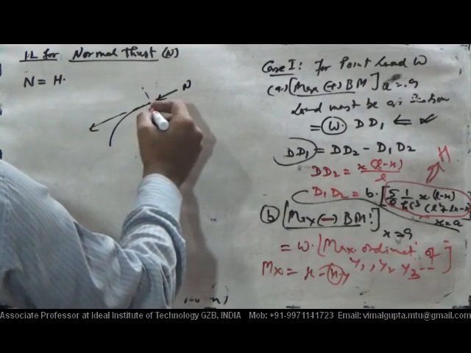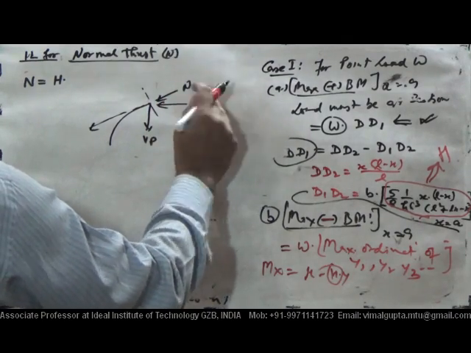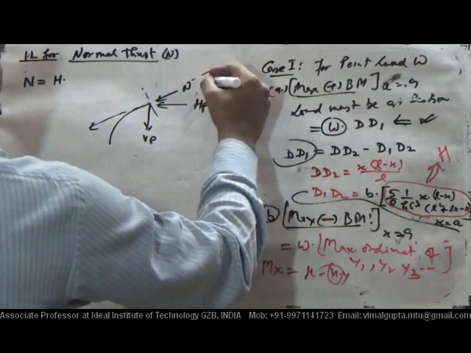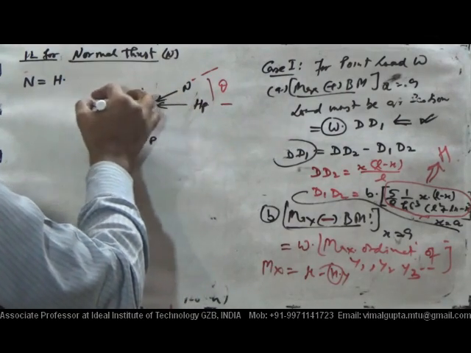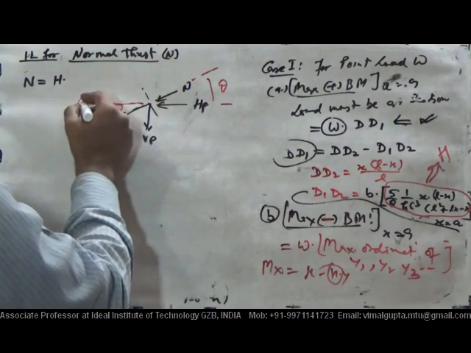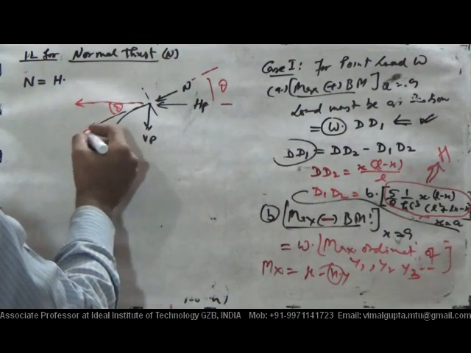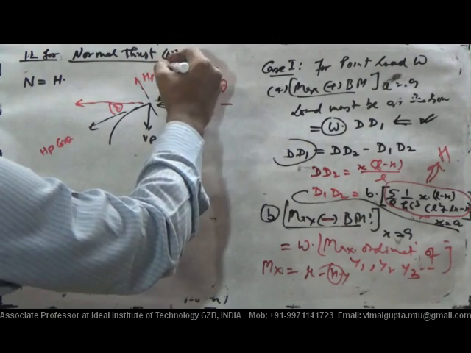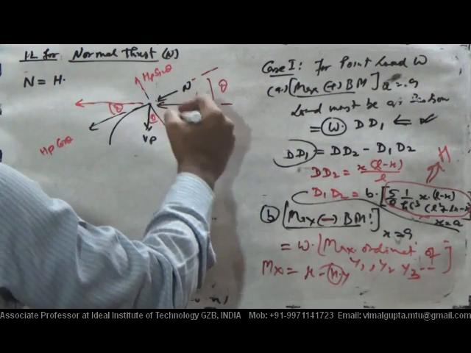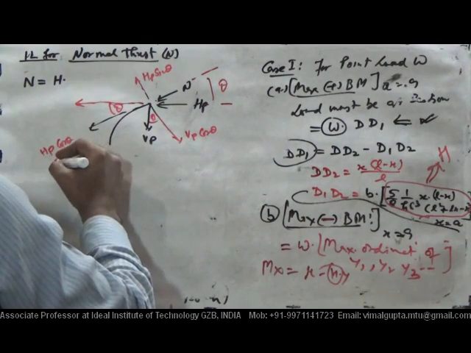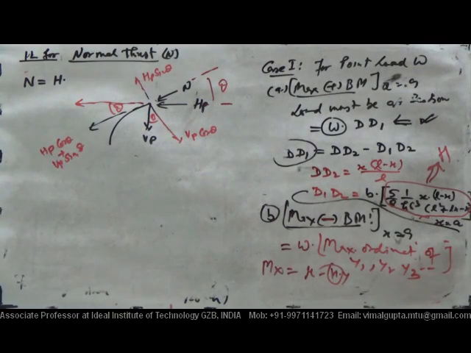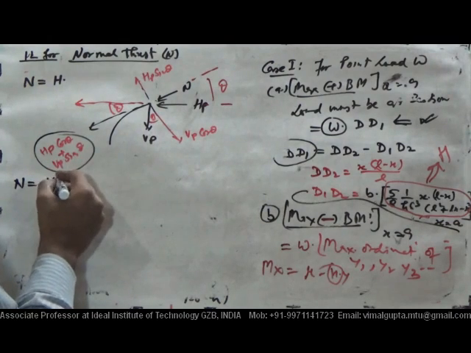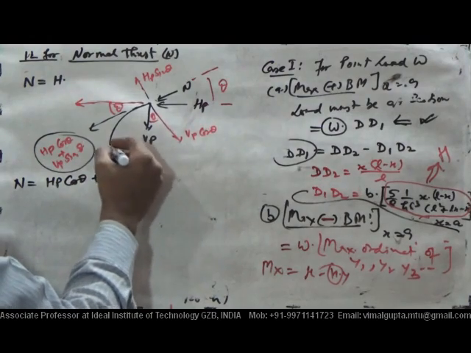So this component was how much? VP, HP. This was HP, and this was the slope at this point, theta. So the component of HP will be HP cos theta, and here it will be HP sin theta. The component of VP along that, this angle will also be theta, so it will be VP cos theta and here VP sin theta. So the value of N here is HP cos theta plus VP sin theta.